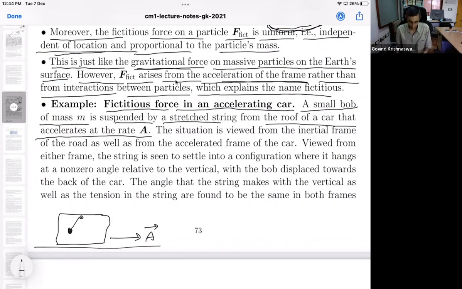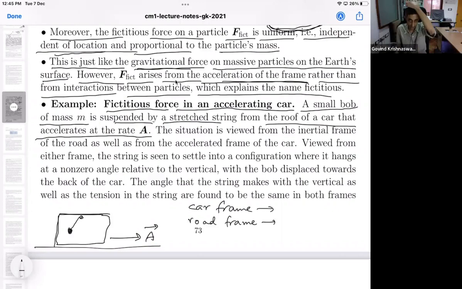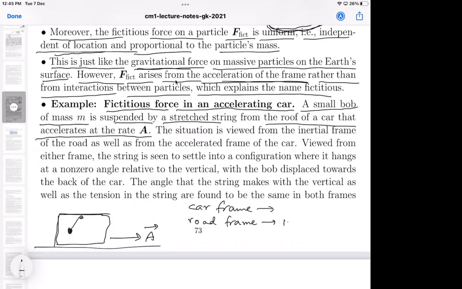Okay, there are distinctions in a sense. Coming back to this really nice little example, here is my car. I want to view it from two frames. The car frame. By the way, is the car frame inertial? And the second frame is the road frame. Okay, so please tell me which of these is inertial, or at least to some approximation. Road frame. Yes, so the road frame is an inertial frame.